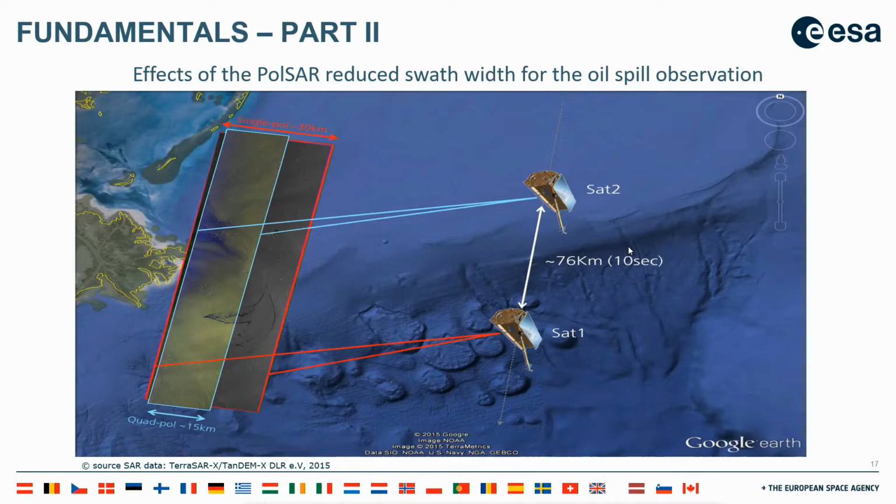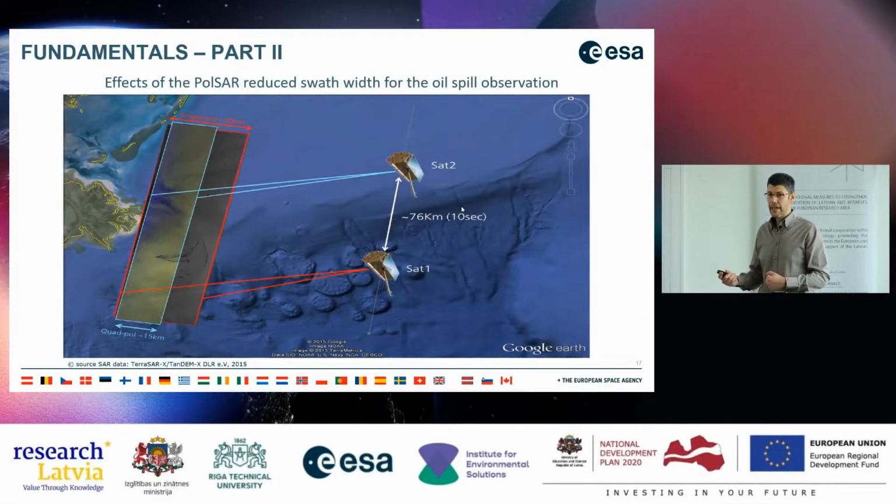And then the satellite that comes after, 10 seconds later, observes the scene almost at the same time, and in this case it was using the quad pole mode. You then see that the coverage in the range direction, or across track, however you want to call it, is actually half. And of course, this is a limitation because you see in the polarimetric case that you only cover part of the oil spill, and you cannot observe the complete scene.